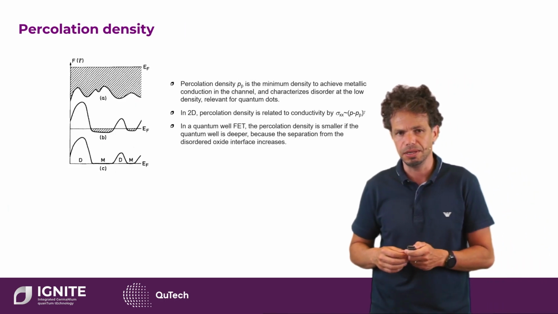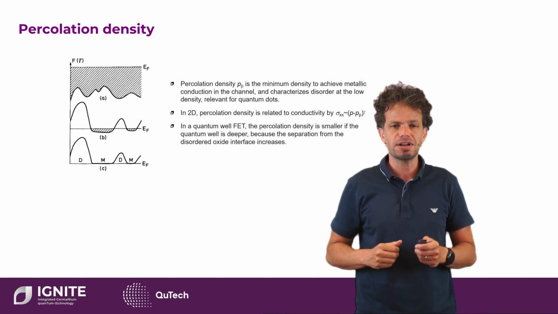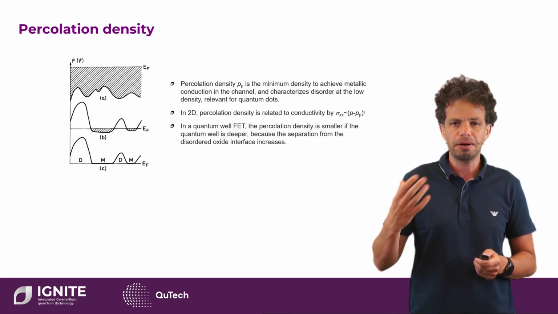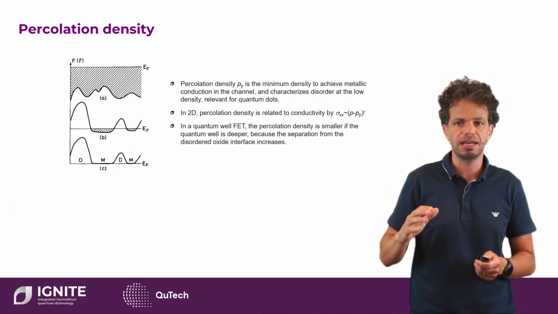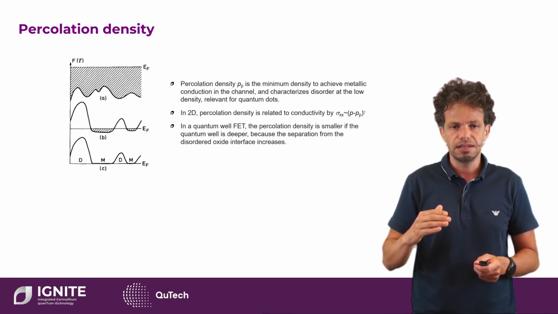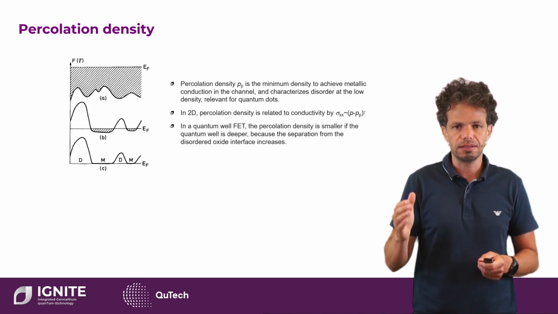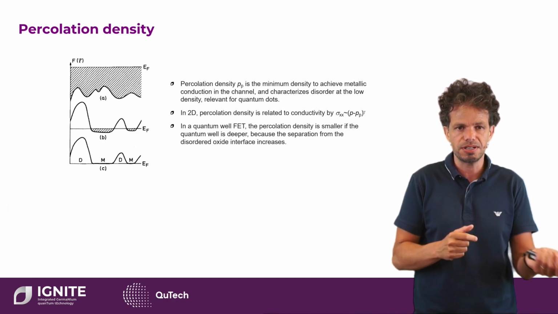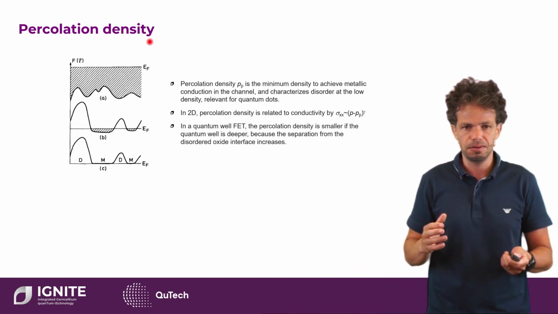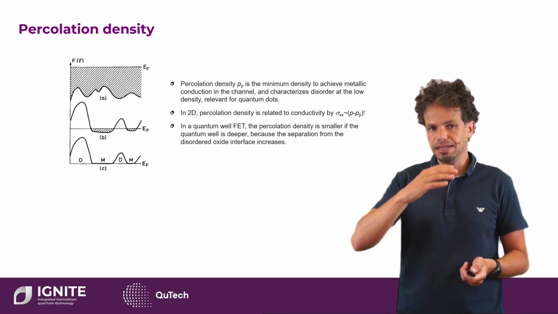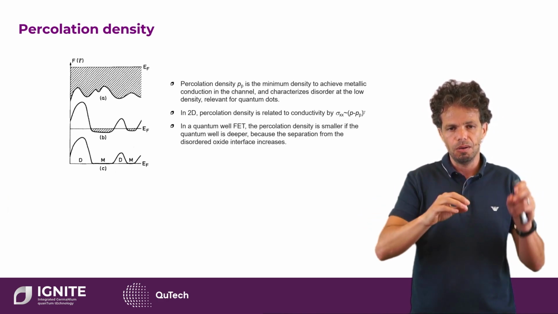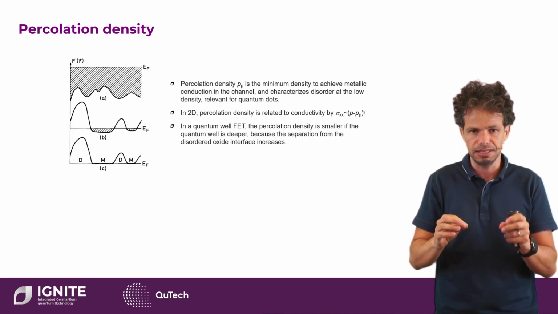Now, another metric that we like to measure that is very informative is what is called the percolation density. The percolation density is the minimum density that you need in the channel to achieve metallic conduction. It characterizes disorder at low density, which is actually the same regime where quantum dots operate. You can think of percolation density in the following way: it's essentially the minimum density that you need to overcome all the disorder landscape in the channel.